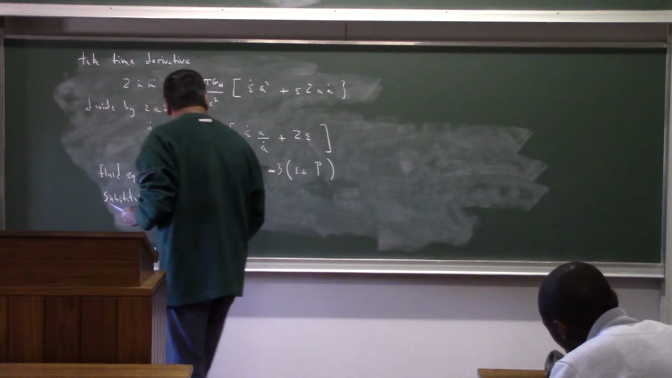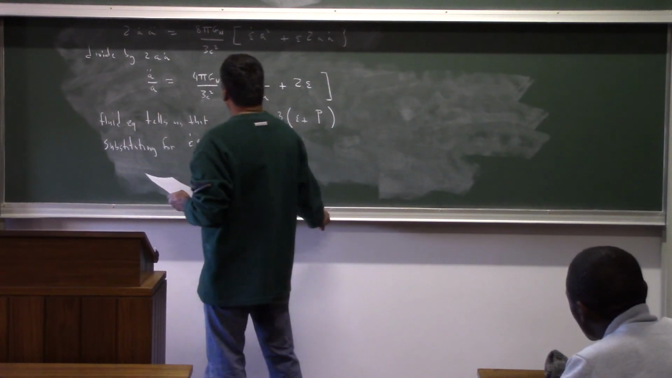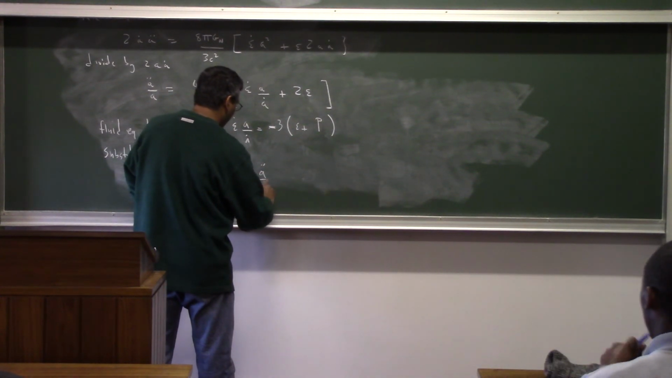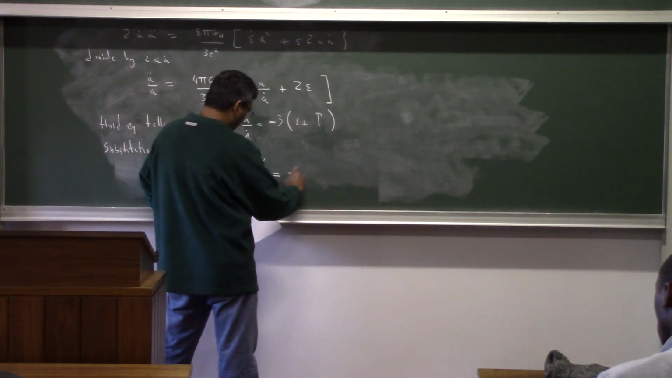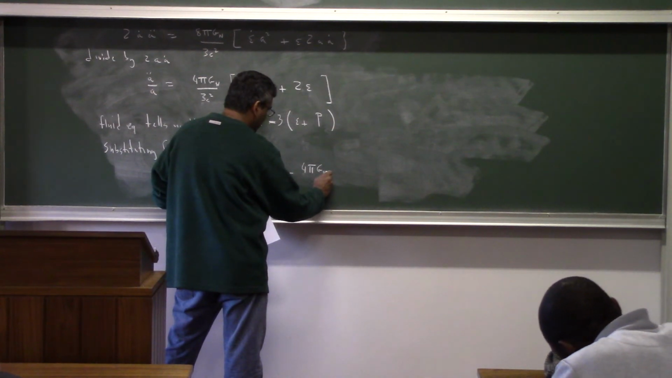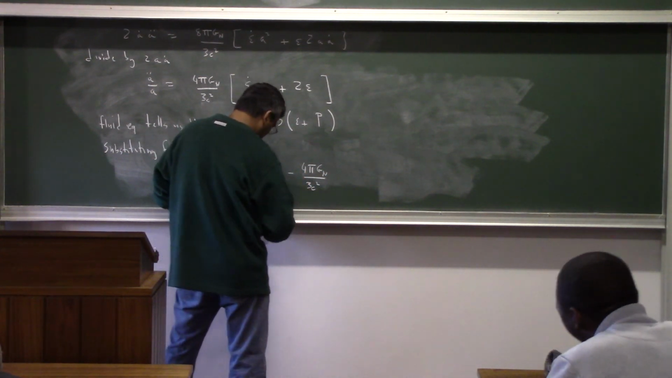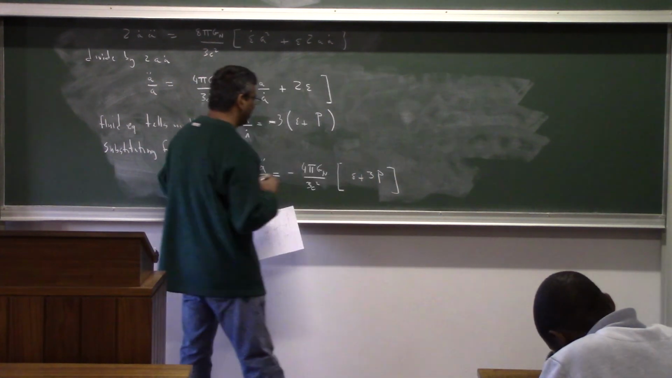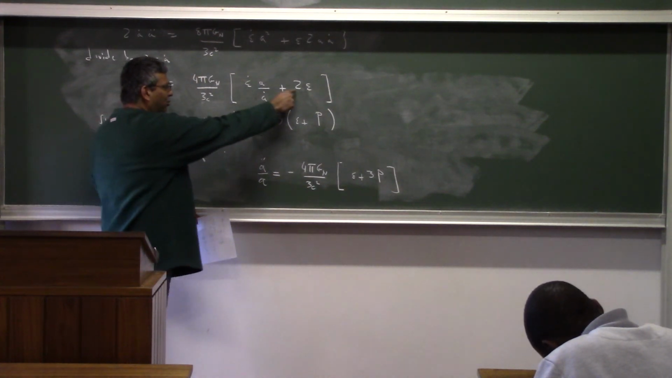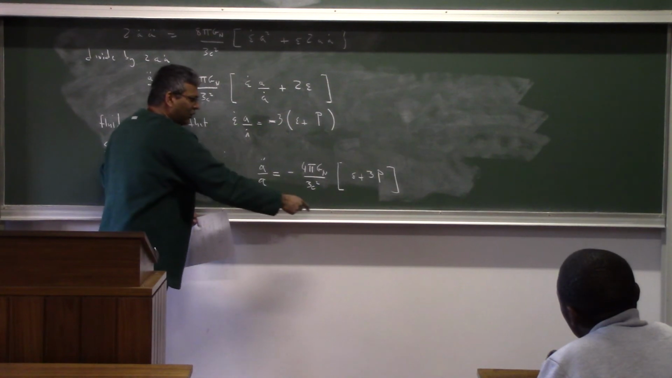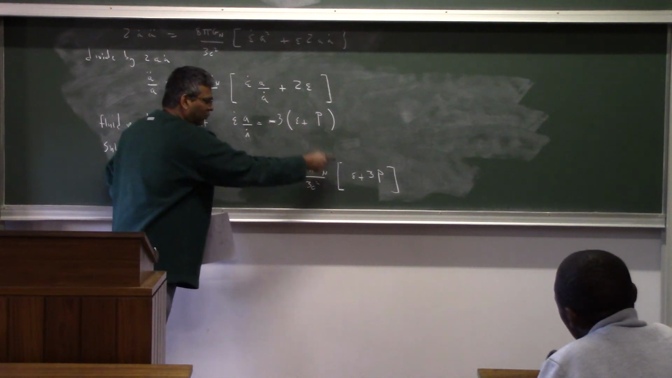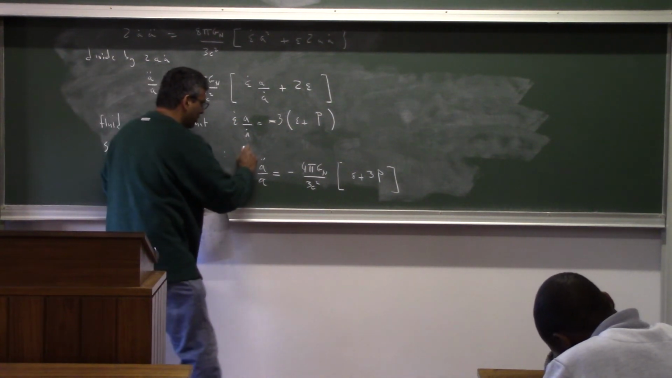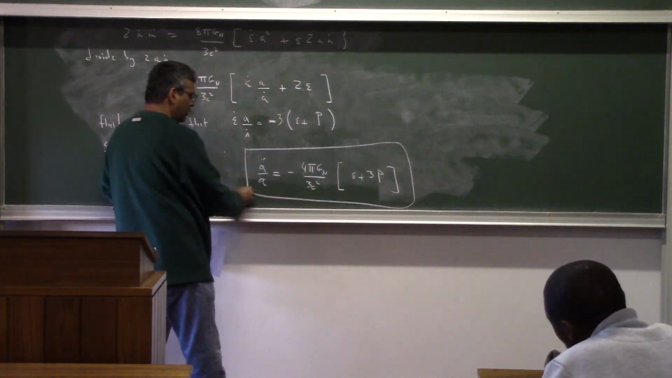You find then that a double dot over a is equal to minus 4 pi G Newton over 3c squared times epsilon plus 3 times the pressure. So we had 2 epsilons here and a minus 3 epsilon here, so that's this 1 epsilon, and minus 3p, that's this minus 3p. Okay, so this equation is called the acceleration equation.